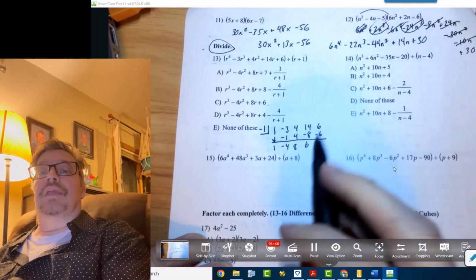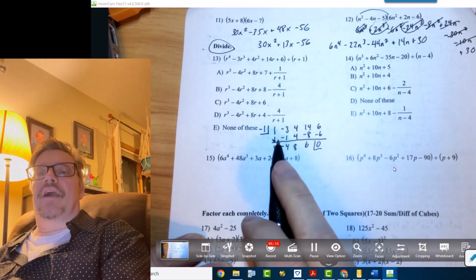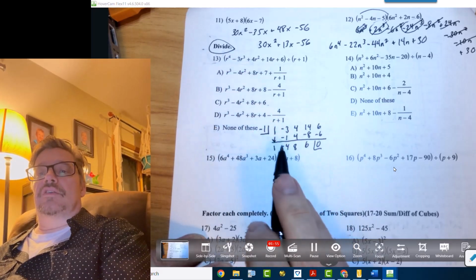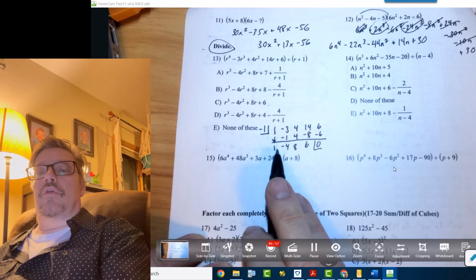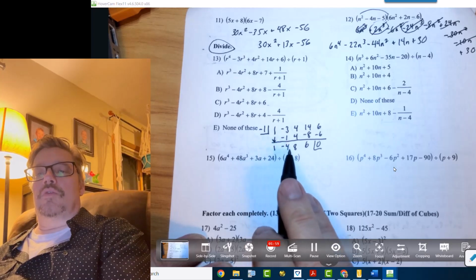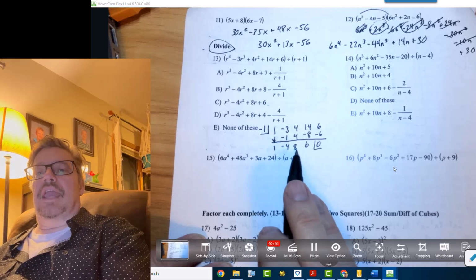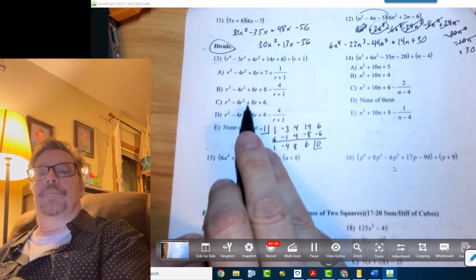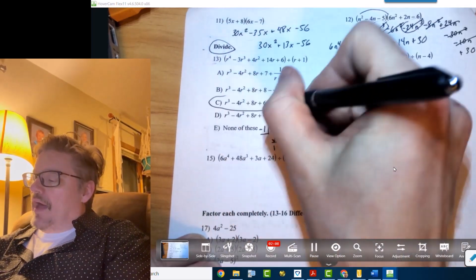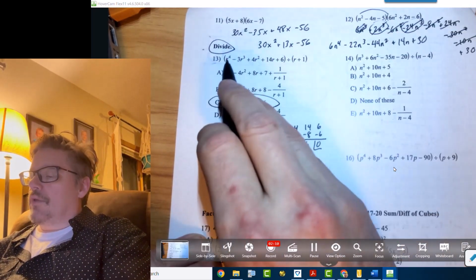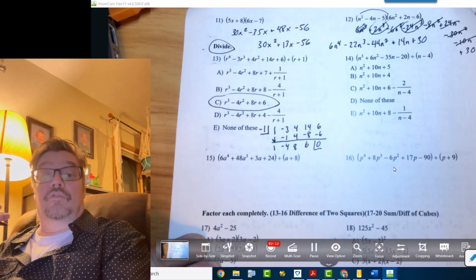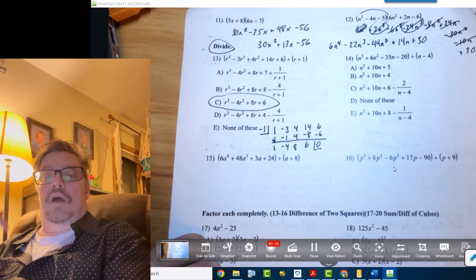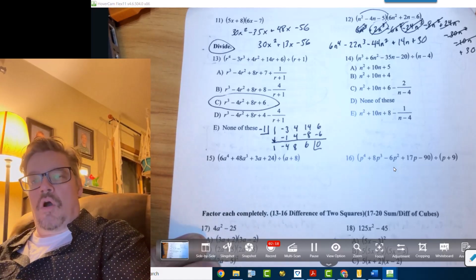Cool. So that means that we have this guy drops a degree. So this is going to be r to the third minus 4r to the second plus 8r plus 6, right there. So remember, when you divide by r and you have r to the fourth, he will drop a degree. He doesn't gain a degree. That would be multiplying. Dividing, you're going to be dropping.